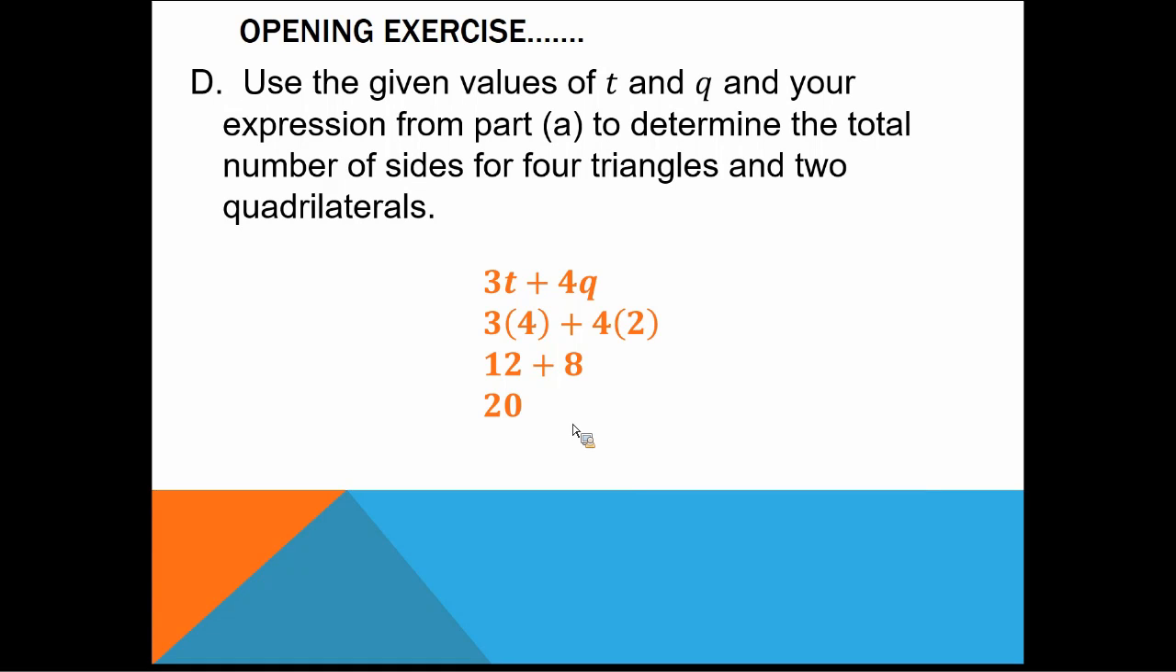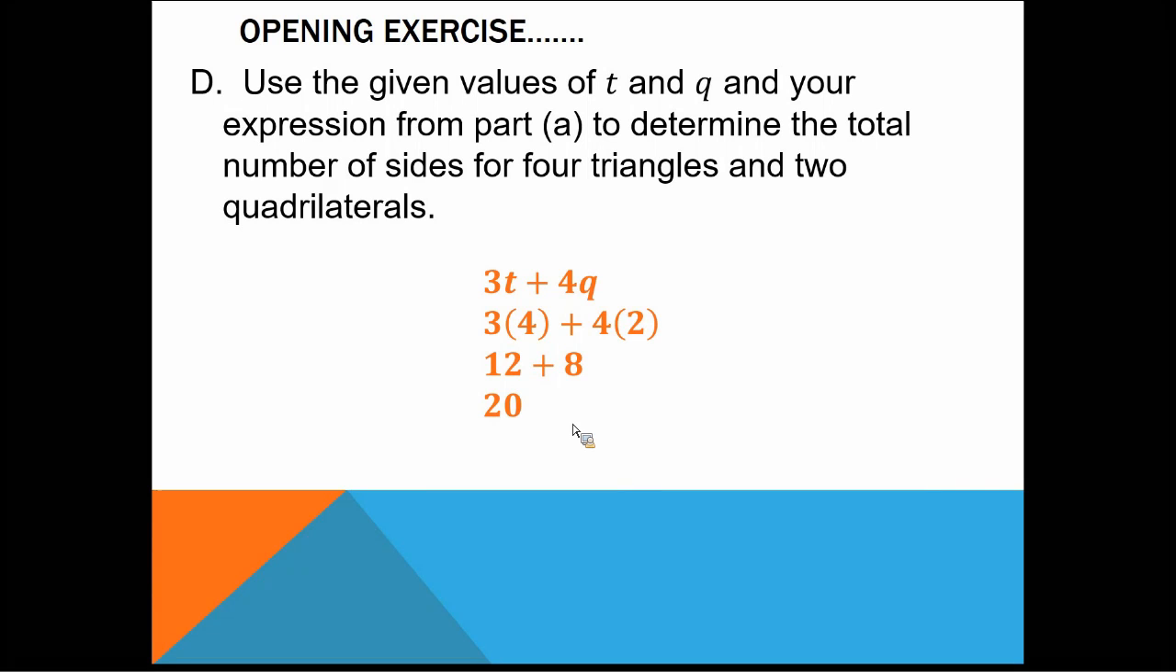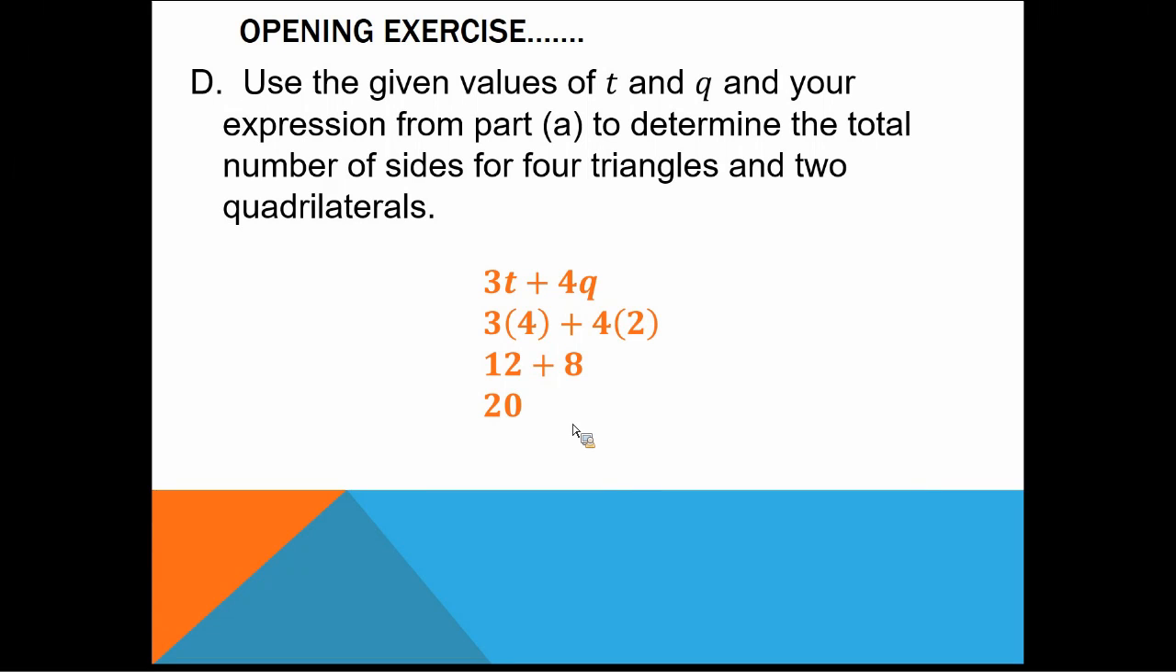So we have 3 times 4, which is 12, 4 times 2, which is 8. We add our sum together and get 20. What does 20 represent? The total number of sides.